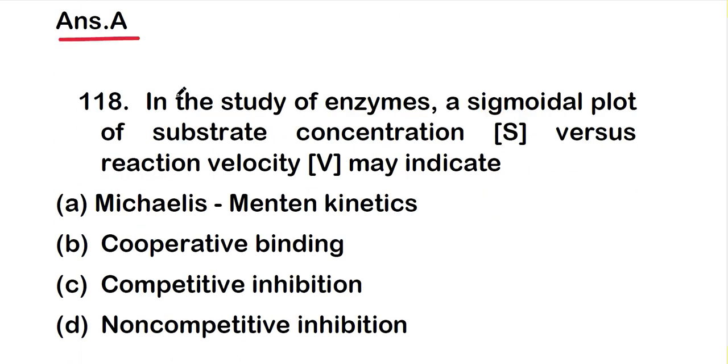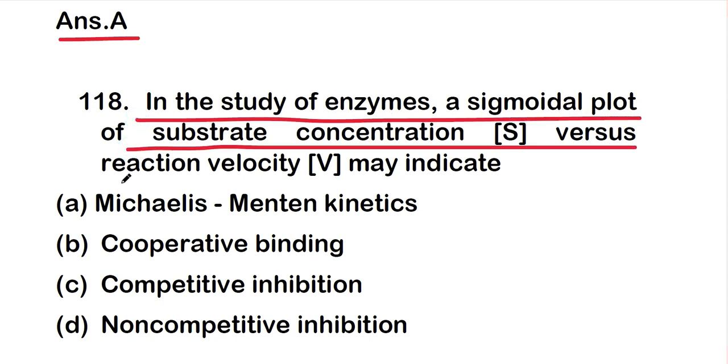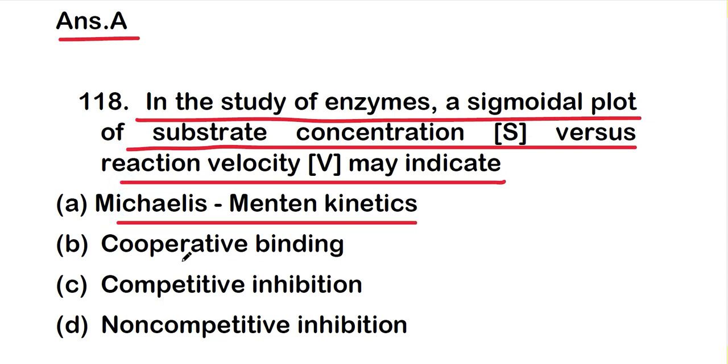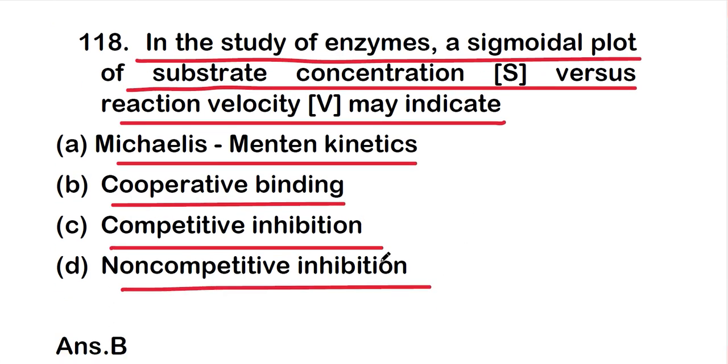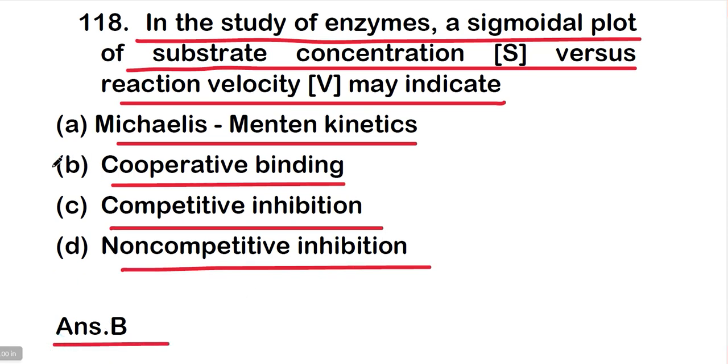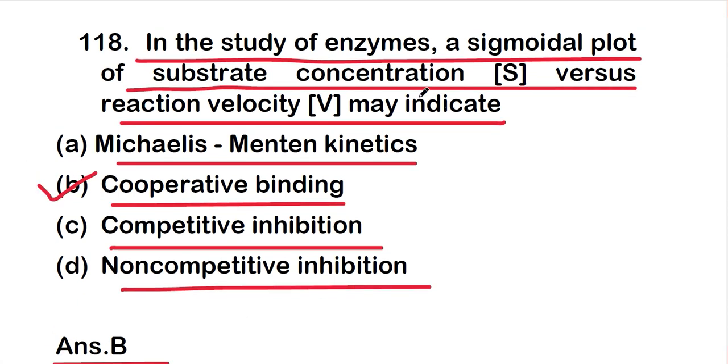Next question here. In the study of enzymes, a sigmoidal plot of substrate concentration versus reaction velocity may indicate Michaelis-Menten kinetics, cooperative binding, competitive inhibition, or non-competitive inhibition. And the right answer is option B, that is cooperative binding. So in the study of enzymes, a sigmoidal plot of substrate concentration versus reaction velocity may indicate cooperative binding.